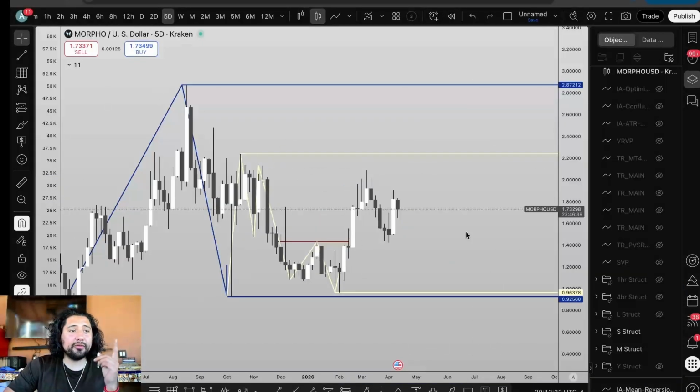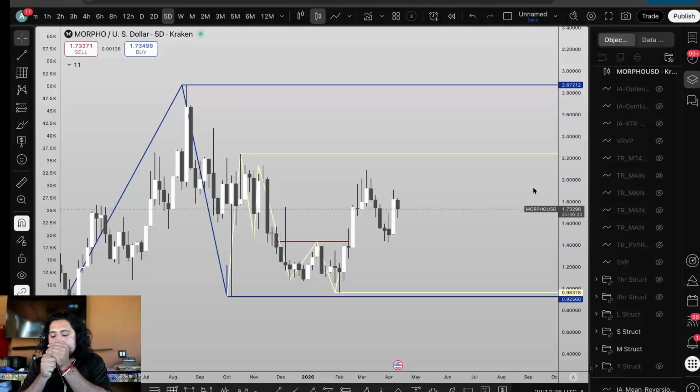This is Morpho on the weekly time frame. I don't even know what Morpho is. Honestly, at this point, I don't really care about most coins. I don't go on a deep dive of what they are, if they're AI or whatever. I just go off the price action, the chart, how it looks. But if you guys have gone this far in the video, then you should see what I'm seeing now, because I'm going over the market structure a lot.